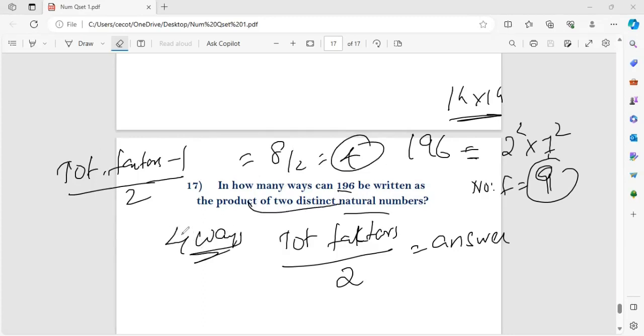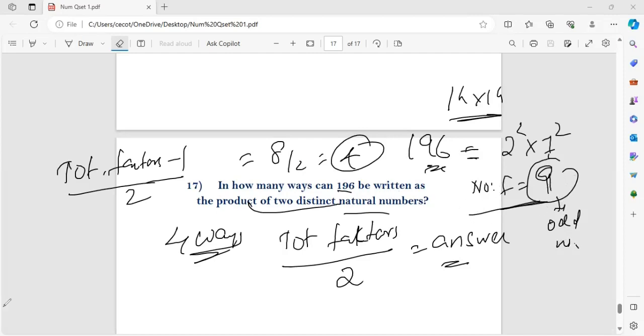Clear? So, no need to find out the individual factors and then see the combinations. Find the total number of factors by 2 will give you the answer. So, if you're having a perfect square number, we have discussed this logic earlier, isn't it? If you're having a perfect square number, total number of factors will be an odd number. If you're getting an odd number, what should be done? Subtract 1 from it and then divide by 2. That will give you the answer. So, answer will be 4.